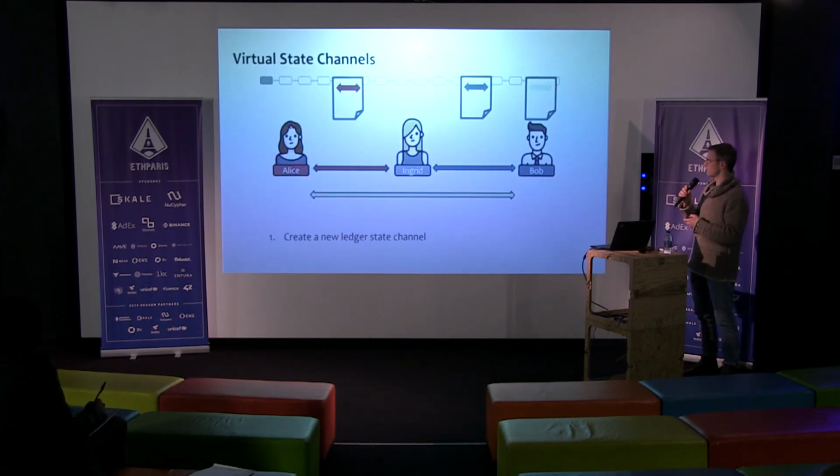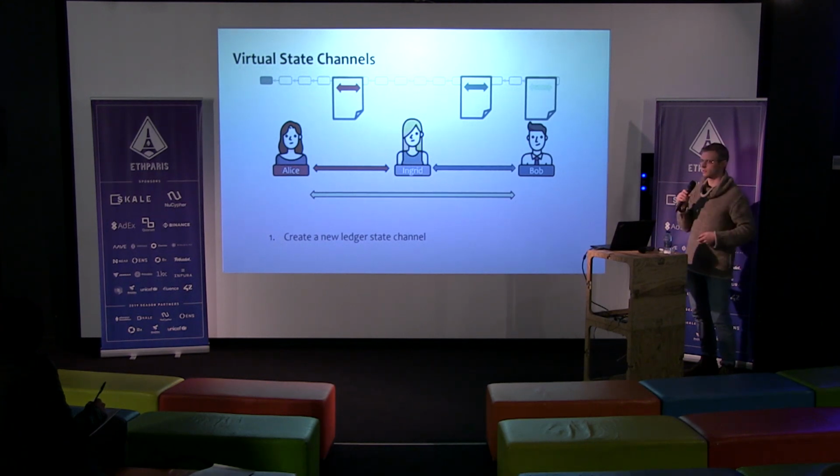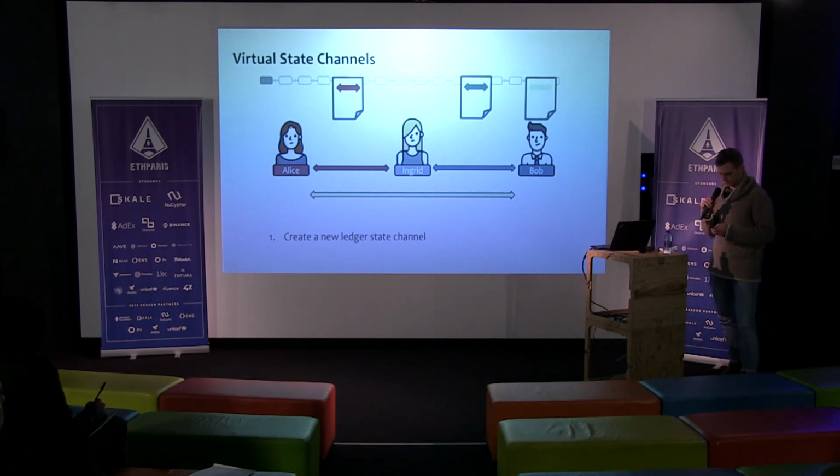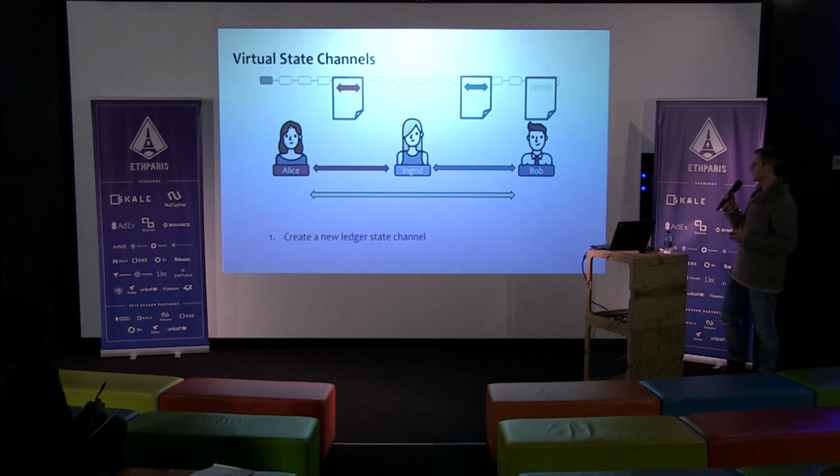Now we come to networks. For example, Alice has a state channel with Ingrid using a state channel contract on the blockchain. Now we also have Bob with Ingrid, a state channel with another state channel contract. And now if Alice and Bob want to open a state channel, what they could obviously just do is deploy another state channel contract on the blockchain, right? Just like Alice and Ingrid or Ingrid and Bob.